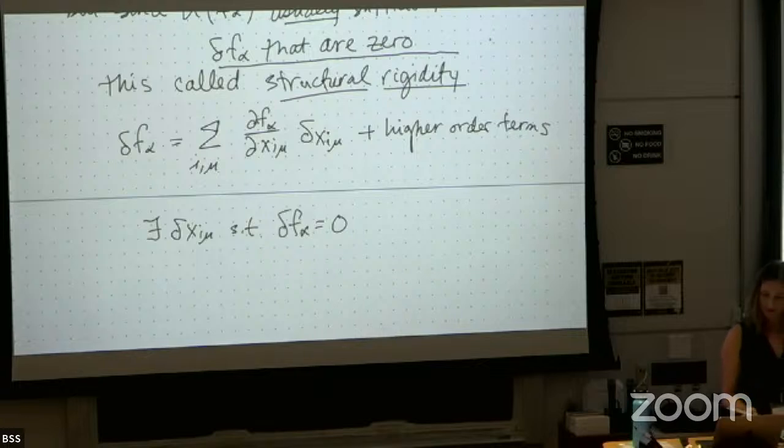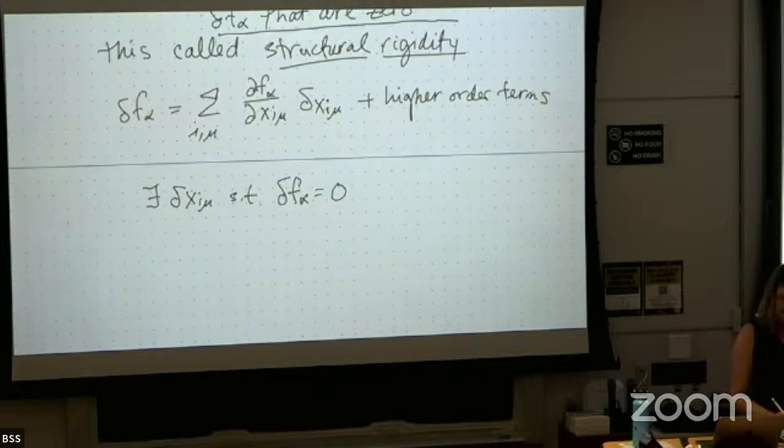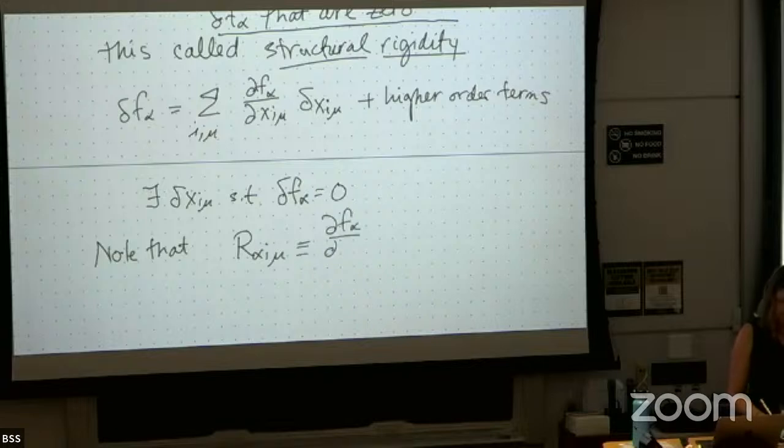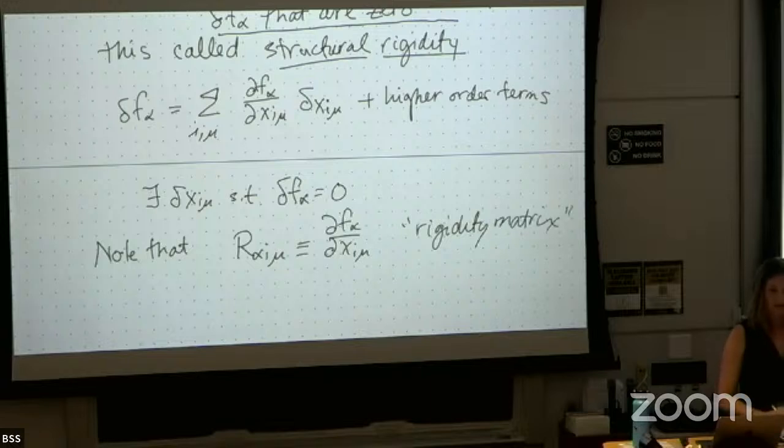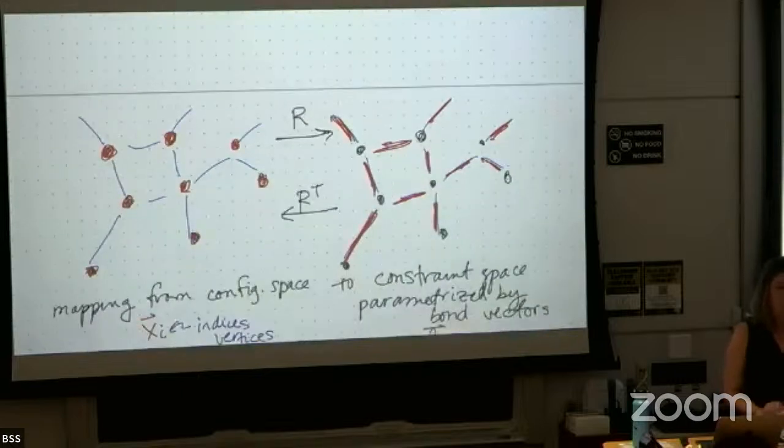This object is the key object. Note that R alpha i mu, which is defined as dF alpha over dx_i^mu, and which is called the rigidity matrix, is the key thing to think about. And it is exactly this map. I'll come back to what I just wrote, but I'm going to show you the map again. It's the first order map. It tells you how to go from changes in the configurational degrees of freedom to changes in the constraints. Cool?